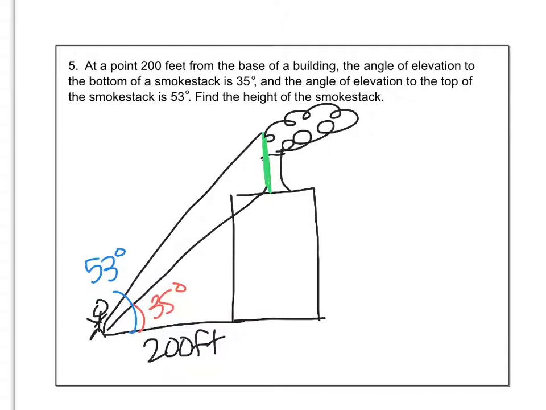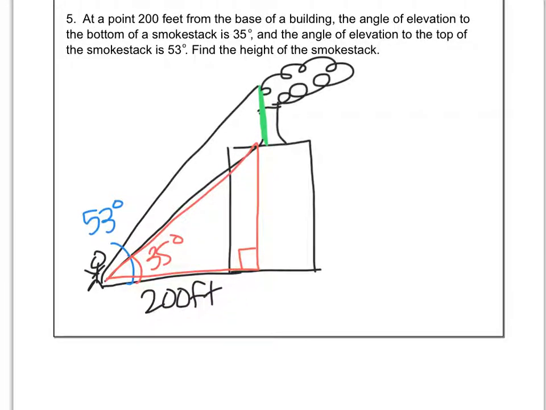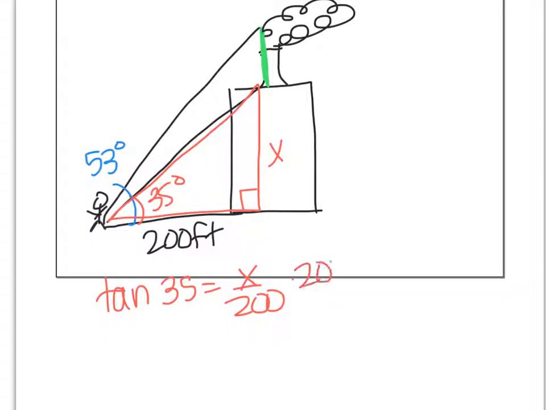So I can do this by looking again at two separate triangles here. So we're going to do the little triangle first. I can find this, call that x. It's going to be tangent 35 equals x over 200, times 200. X is equal to 140.